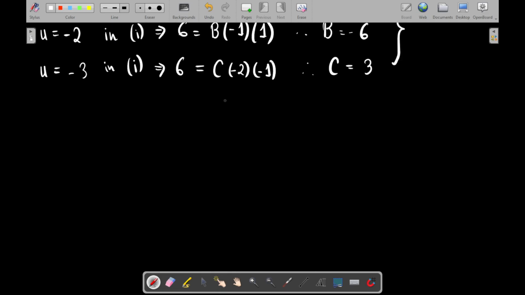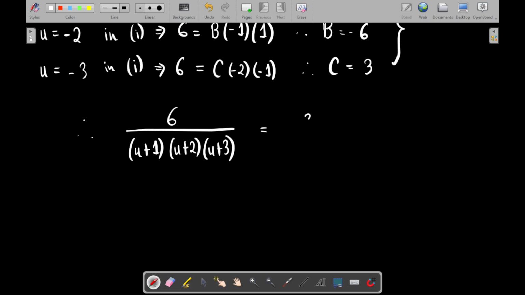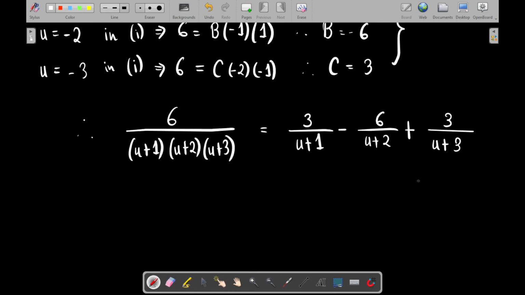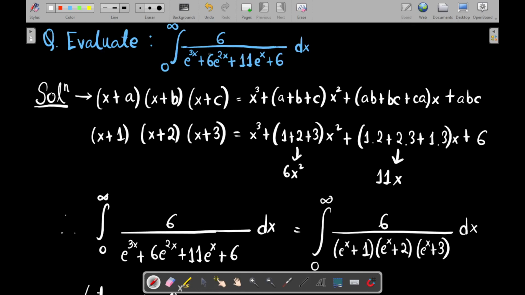So our partial fractions now become 6 upon u plus 1 times u plus 2 times u plus 3. This now changes to 3 upon u plus 1 minus 6 upon u plus 2 plus 3 upon u plus 3, I believe, right? So far we have computed up to this much. Okay, so now let us look at this original integral again.